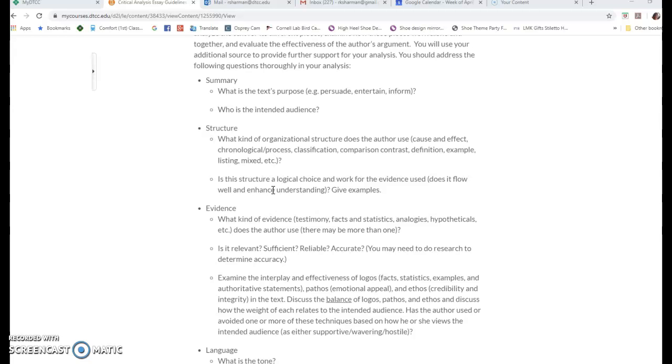Did it help the reader to understand the author's points? Was it confusing or was it clear? Did the structure add to the author's point or the validity of the point, or did it detract?